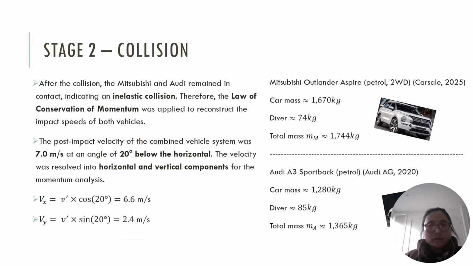So then we're bringing the speed back into the collision, stage 2. Since the two vehicles remained together after impact, the collision was treated as an inelastic collision, so the combined velocity of 7 meters per second was resolved into horizontal and vertical components. The vehicle masses, including the drivers, were used in the conservation of momentum equation.